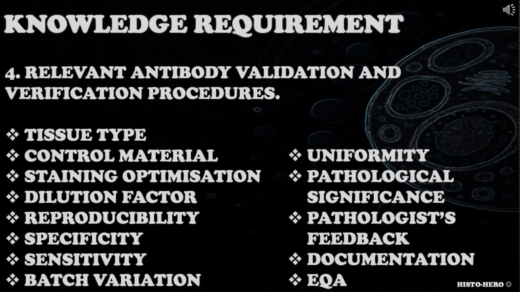The fourth knowledge requirement is for you to know the relevant antibody validation and verification procedures. What steps would you take to validate and verify a new antibody? Consider tissue type expressing epithelial markers, control material, staining optimization, dilution factor, staining reproducibility, specificity and sensitivity, possible batch variation, pathological significance, pathologist's feedback, relevant documentation and EQA schemes available.